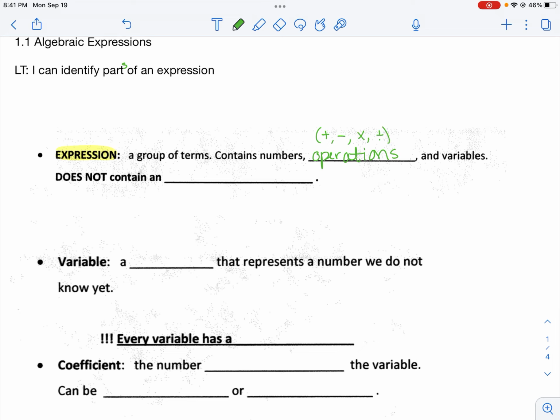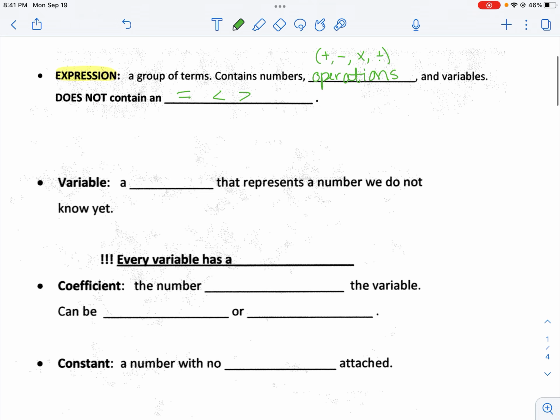Okay. An expression does not contain an equal sign or an inequality sign. So there's no comparison of two things. An expression would just be like one side of an equation is all we're going to start with. When you think about expressions, remember that we're not solving them ever. We can just simplify or evaluate expressions. There's nothing to solve if there's no equal sign or inequality sign.